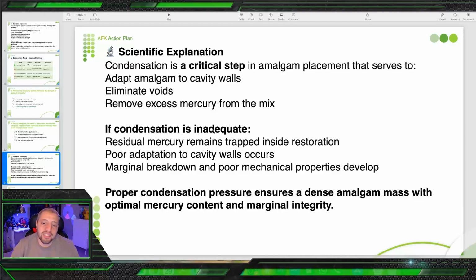If condensation is inadequate, residual mercury remains trapped inside the restoration, which is going to end up with poor adaptation to the cavity wall. Why? Because you didn't do this pushing. So you end up with more mercury, you end up with voids or gaps between the amalgam restoration and the tooth structure, and it's going to end up with marginal breakdown and poor mechanical properties. Proper condensation pressure ensures a dense amalgam mass with optimal mercury content and marginal integrity.